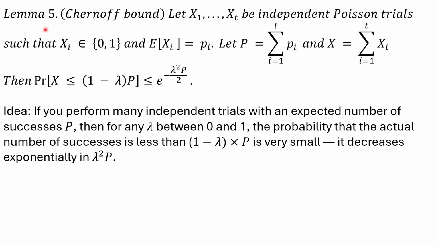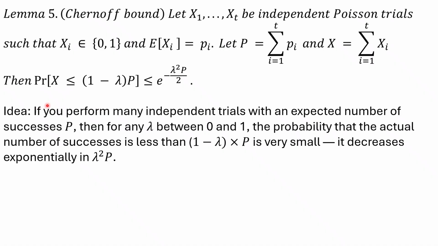Lemma 5, which is going to be the last lemma for this section. Chernoff bound. Let x1 to xt be independent Poisson trials, such that xi is 0 or 1, and the mean is equal to pi. Let p be the sum of all the pi's, and x be the sum of all the xi's. Then the probability that x is less than 1 minus lambda multiplied by p is less than e to the power of minus lambda squared p divided by 2.